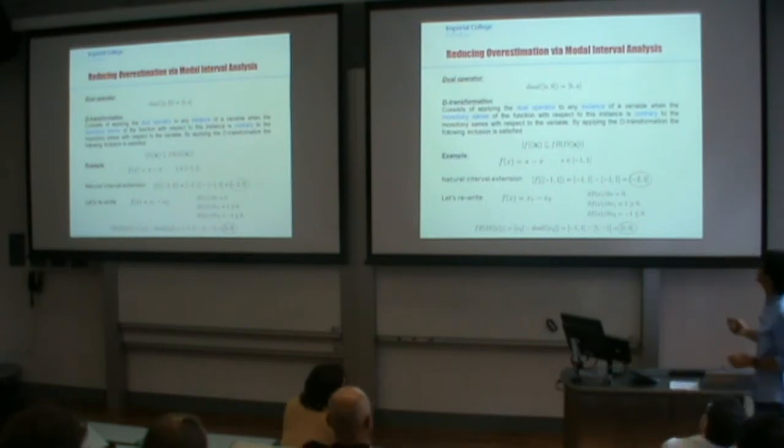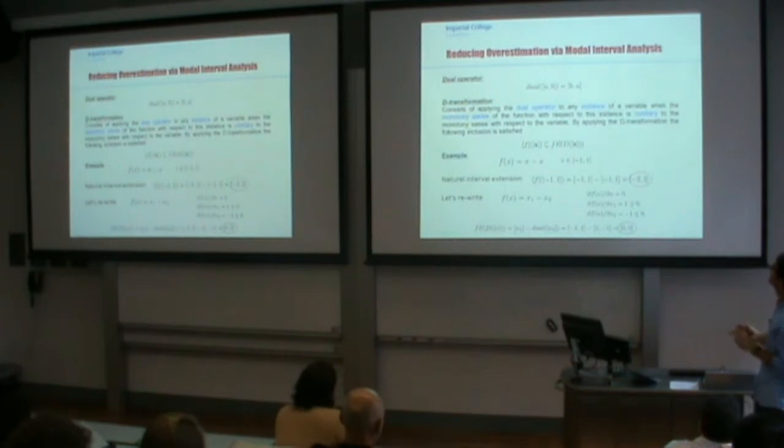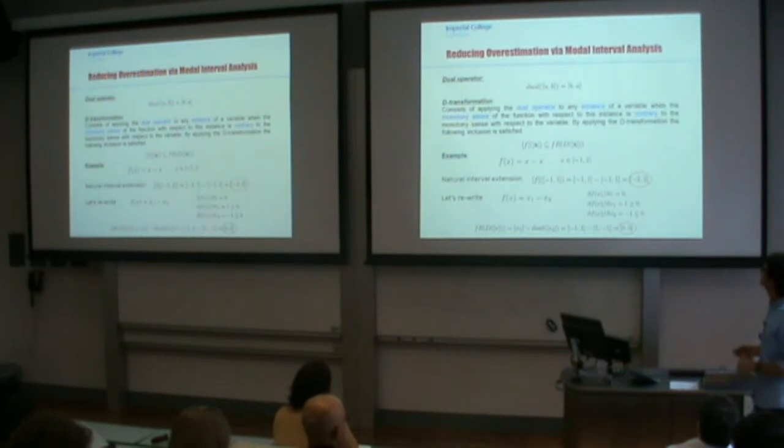This is what we call the dual operator. Basically, what it's doing is inverting the bounds of the interval. So we have an interval AB, we apply the dual operator, and we reverse the interval. Then we apply what we call the B transformation. I'm not going to explain the whole theory. It's just the basic concept of what we are doing to reduce the overestimation.